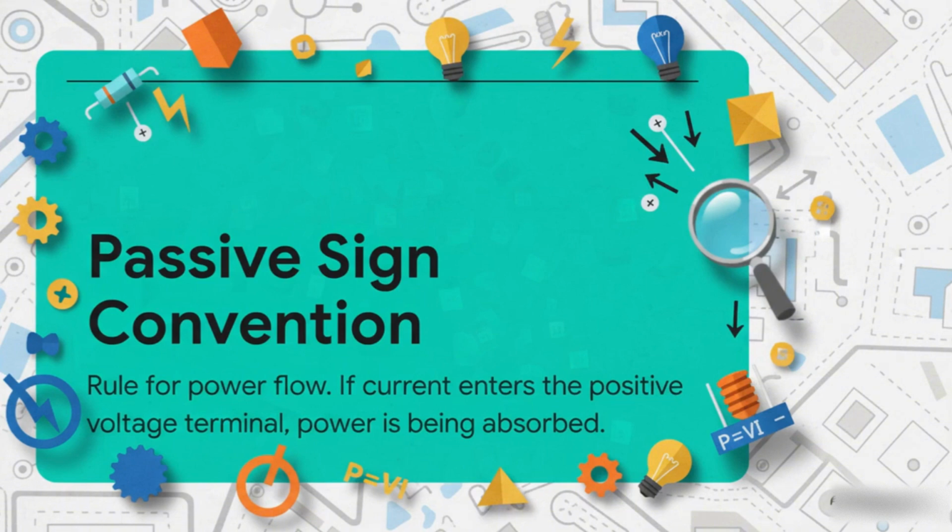And that rule has a kind of fancy name, the passive sign convention. Now, it sounds technical, I know, but the idea is actually super simple. It's the rule of the road for our map. All you do is look at which way the current is flowing. If the current goes into the positive side of a component, that component is absorbing power. It's using it. That's it.